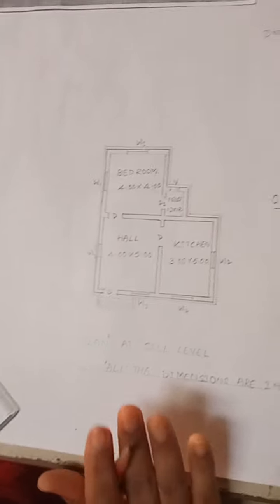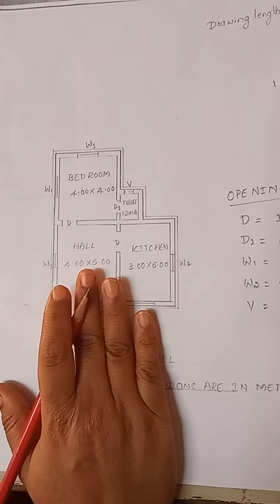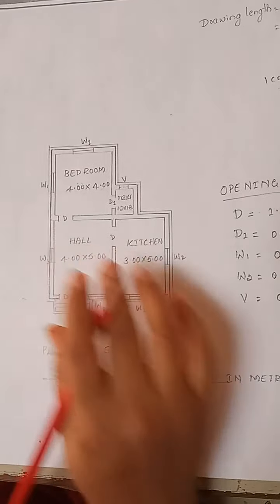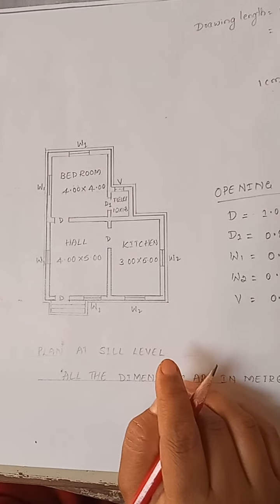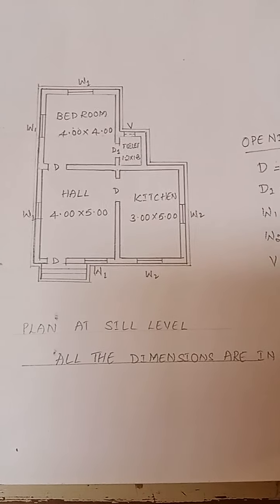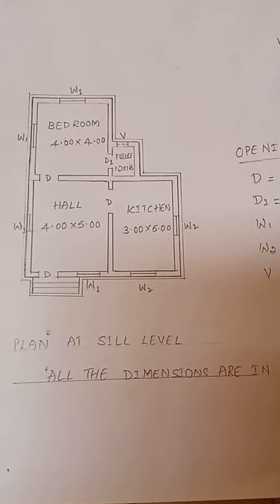See, this is the plan of the building. For this plan you have to draw the electrical layout. That electrical layout drawing I'll show in the next session. So thank you. This is the total plan of the residential building. If you have any doubt, please ask me. Okay, thank you.